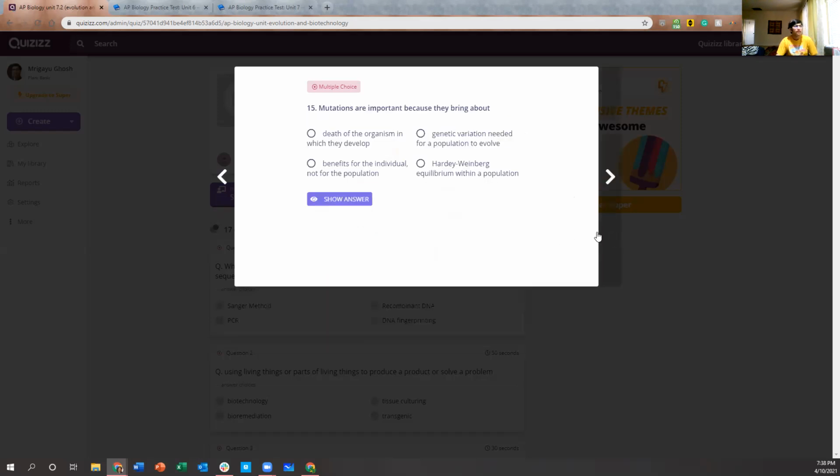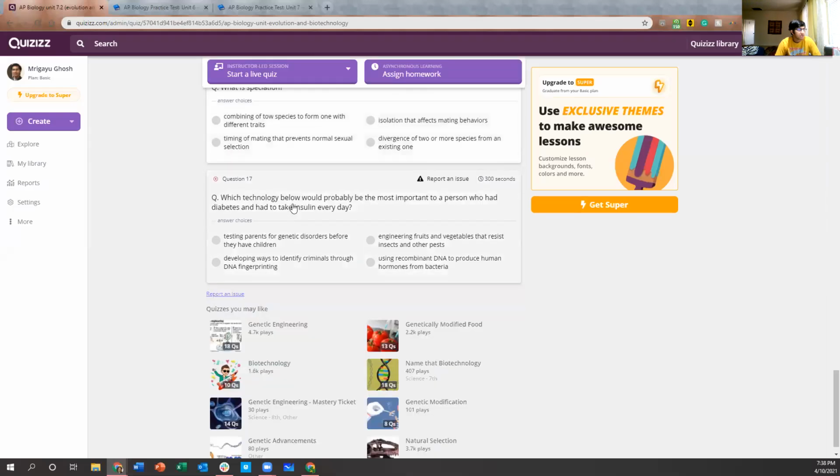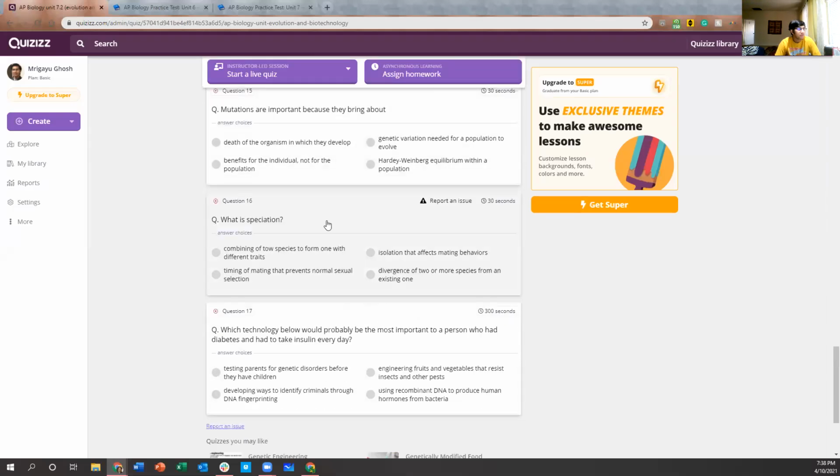Okay. Mutations are important because they bring about genetic variation. That's a very fundamental idea. So genetic mutations have to do with genetic variation. That makes sense, right? Mutate means to vary, to change something. Which question are we on? Mutations. Okay, I think we're on 16.